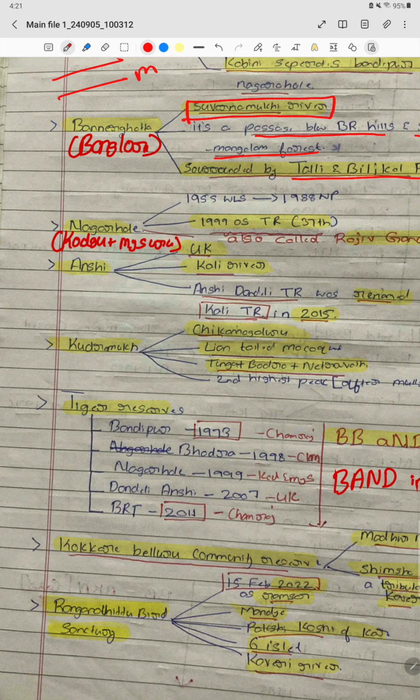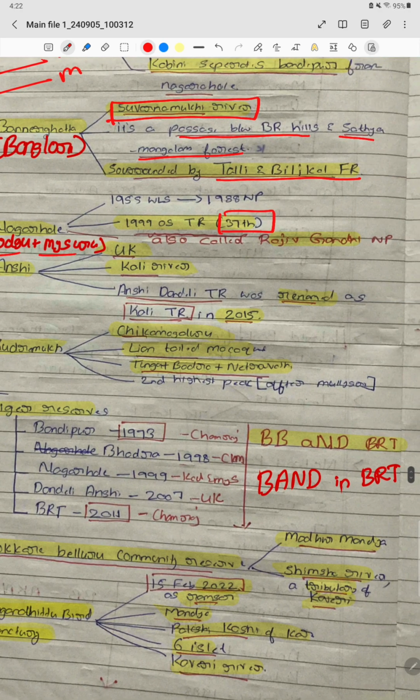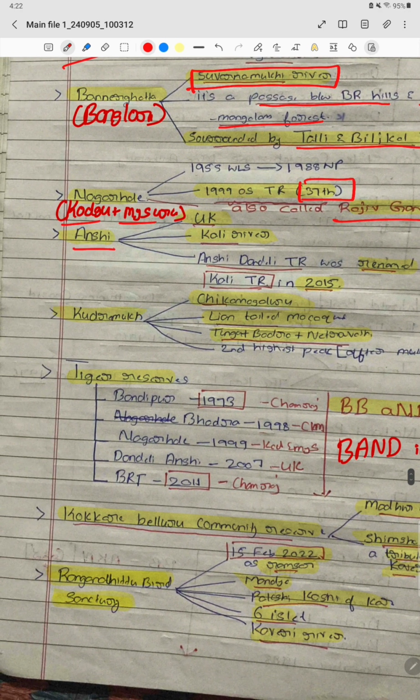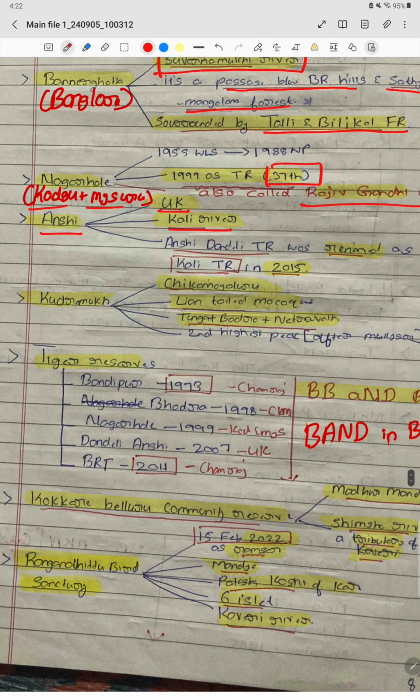Then we have Nagarhole. Where is it? It is shared between two districts, Kodagu and Mysuru, and it is the 37th Tiger Reserve of India. It was converted into Tiger Reserve in the year 1990, and it is also called Rajiv Gandhi National Park. Then we have Anshi. It is in Uttara Kannada, and the river Kali flows through it. It also has the Tiger Reserve, which is Anshi Dandeli Tiger Reserve, renamed in the year 2015.